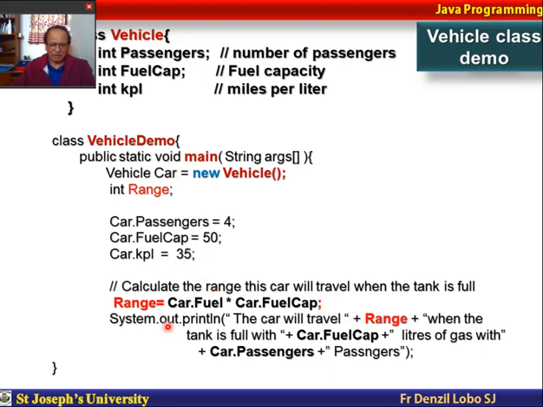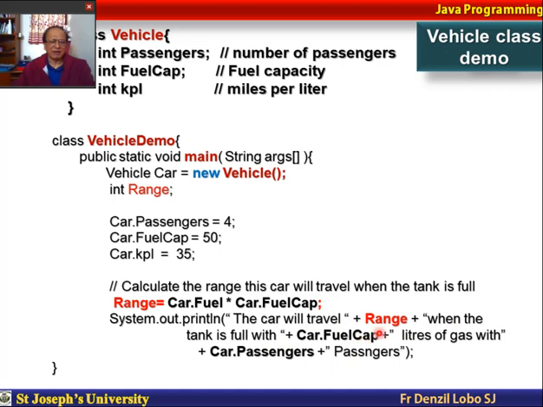Now I have created range. I calculate the range. Range is car.kilometers per liter times car.fuel cap. How many kilometers it can go for this fuel cap. That is the meaning of that. So here we have the range. Then I use System.out.println to print that the car will travel so much range when the tank is full.